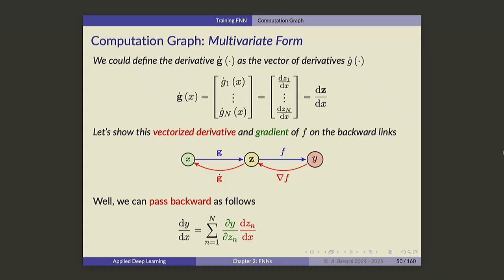So what is this green guy then? This is entry n of the gradient, right? What about dz n with respect to dx? Look here. What is it? This is a derivative. Can I show it in this g dot? This is, again, entry n of that g dot, right? So I can say that this is an inner product, right? An inner product of the gradient, this guy, times this vector derivative, right? You see it? Do you see it? Right?